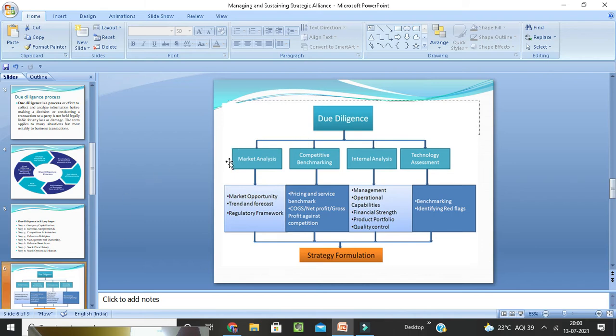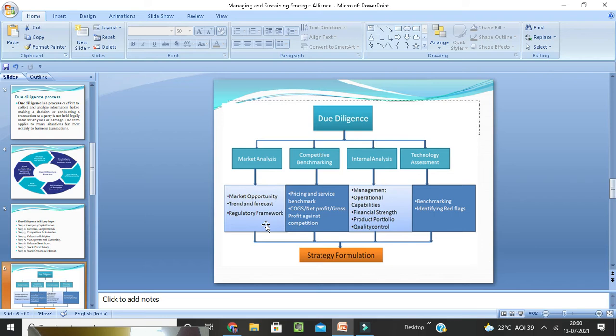If you see here the market analysis, how the competitive benchmarking, how the internal analysis, how the technology assessment is taking place in their terms. In the market analysis, what is happening? Market opportunity, trend and forecast, and regulatory framework are taking place. Coming to the competitive benchmarking, how the pricing should be fixed and how the servicing will be taking place, benchmarking, then cost opportunity and net profit, gross profit, again competition is there.